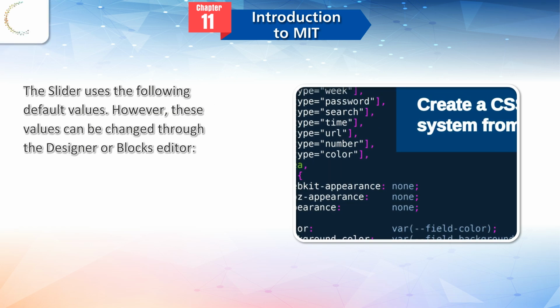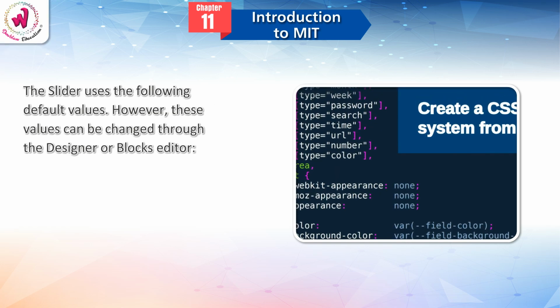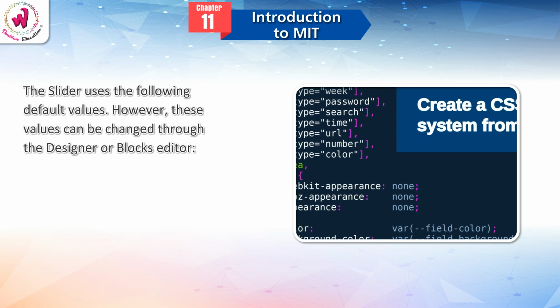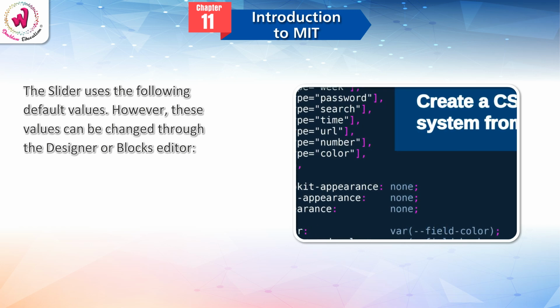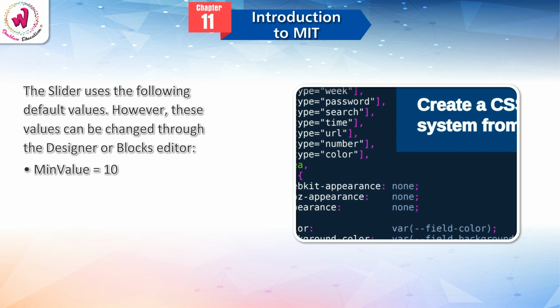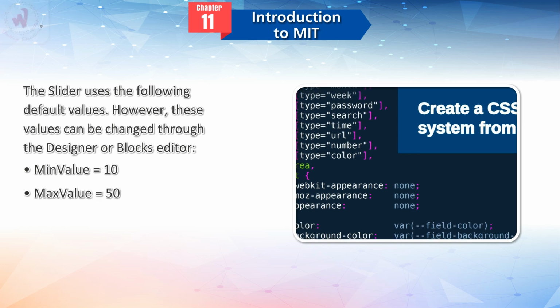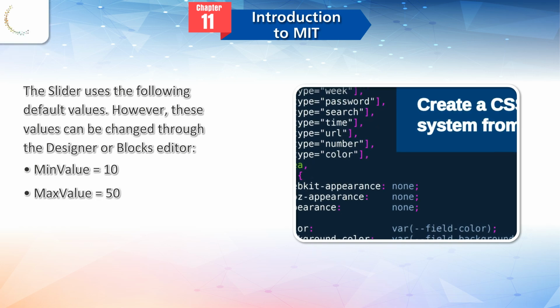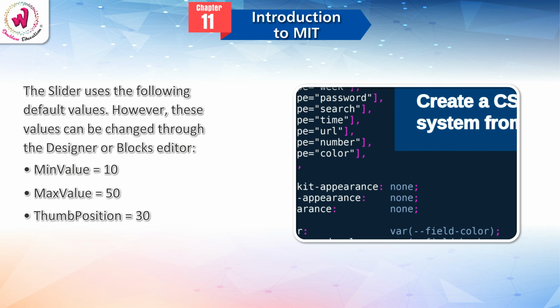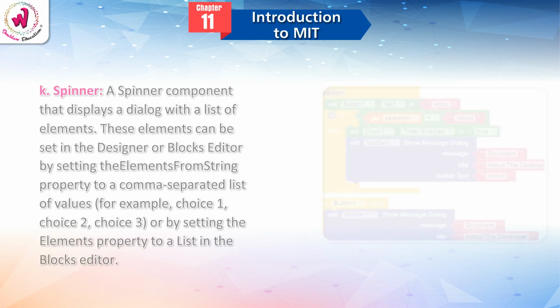The slider uses the following default values. However, these values can be changed through the designer or block's editor. Minimum value is equal to 10. Maximum value is equal to 50. Thumb position is equal to 30.